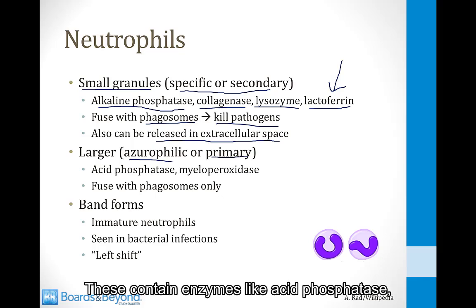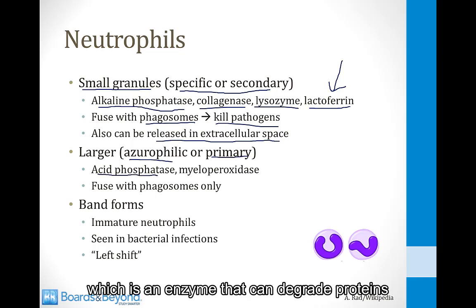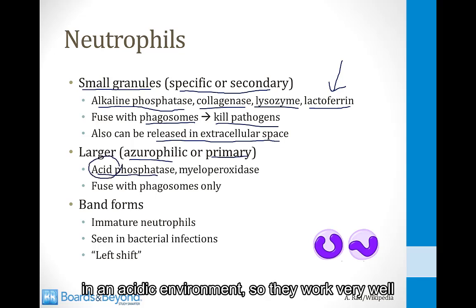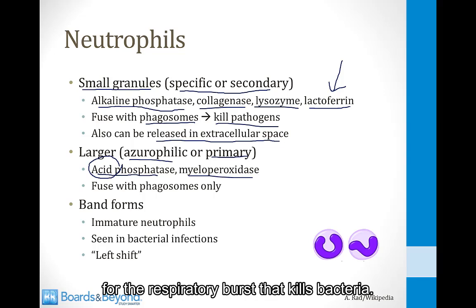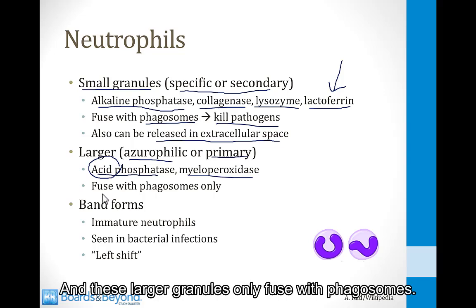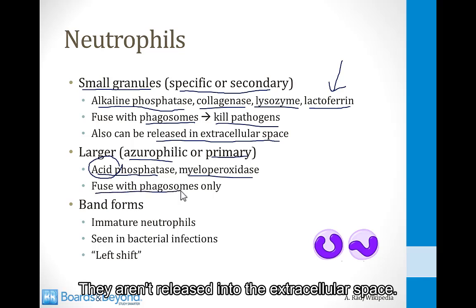These contain enzymes like acid phosphatase, which is an enzyme that can degrade proteins in an acidic environment, so they work very well in the acidic granules, and also myeloperoxidase, which is an important enzyme for the respiratory burst that kills bacteria. And these larger granules only fuse with phagosomes. They aren't released into the extracellular space.